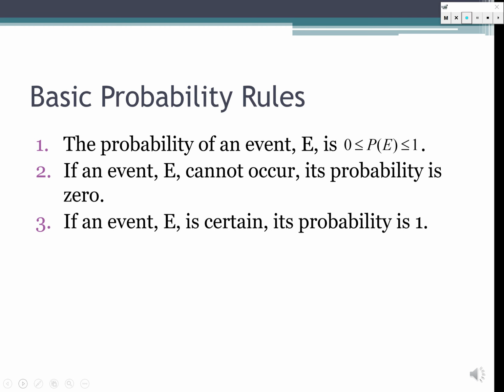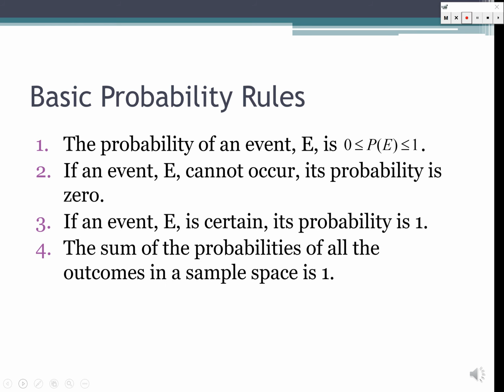If it absolutely will happen, the probability is 1. And again, you can think of it in terms of percents if that makes it easier for you. I think most of you, when you hear probabilities, mostly hear percents, even though that's usually the less preferable way to write them. And if you add together all the probabilities in your sample space, it will equal 1.